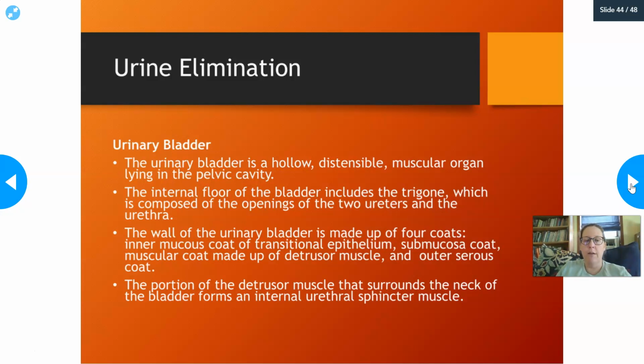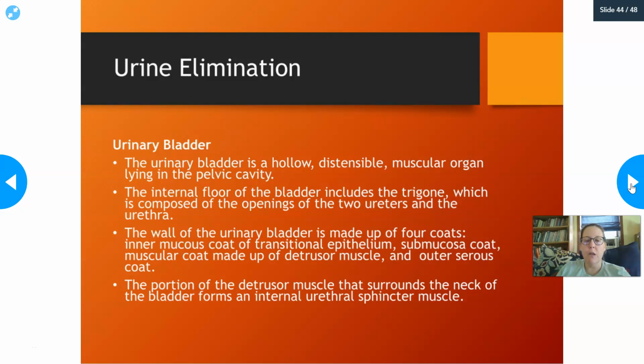So we have the inner mucus coat that has transitional epithelium, which allows it again to expand and recoil, expand and recoil. Then you have the submucosa coat, which is an additional coat from the ureters. Then you have a muscular coat that is made of what we call the detrusor muscle, and then you have the outer serous coat, which is the connective tissue, which again holds it in place, protects it, and all of that.